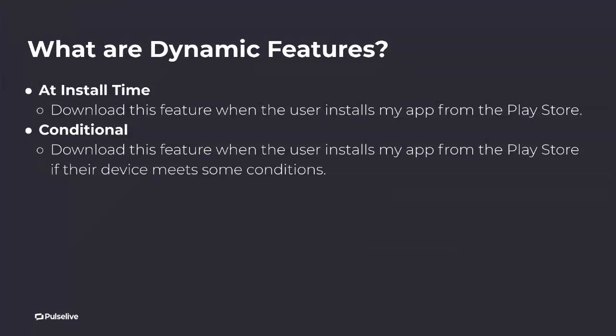Need a device that has a camera. Need a device that has, say, min-SDK 24, you can deliver that feature only to those people, and the people that can't run your feature don't actually install it, which is great.